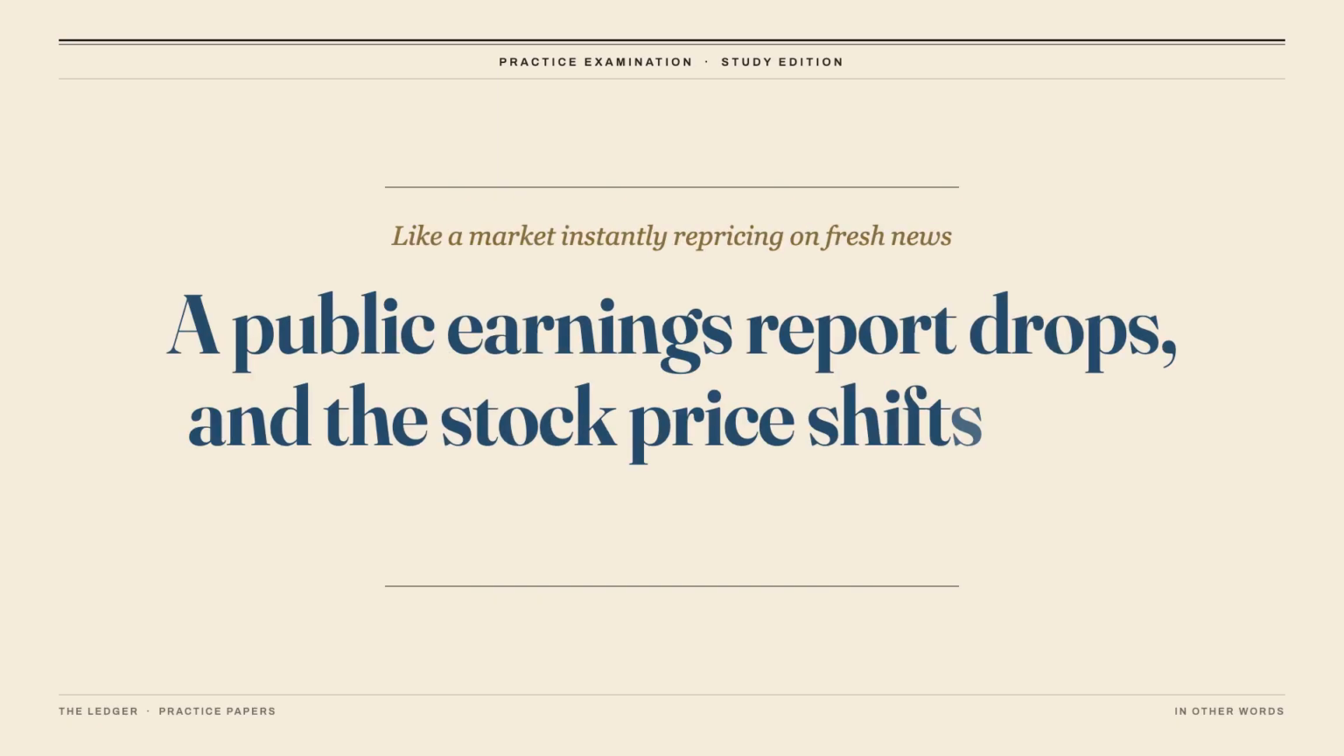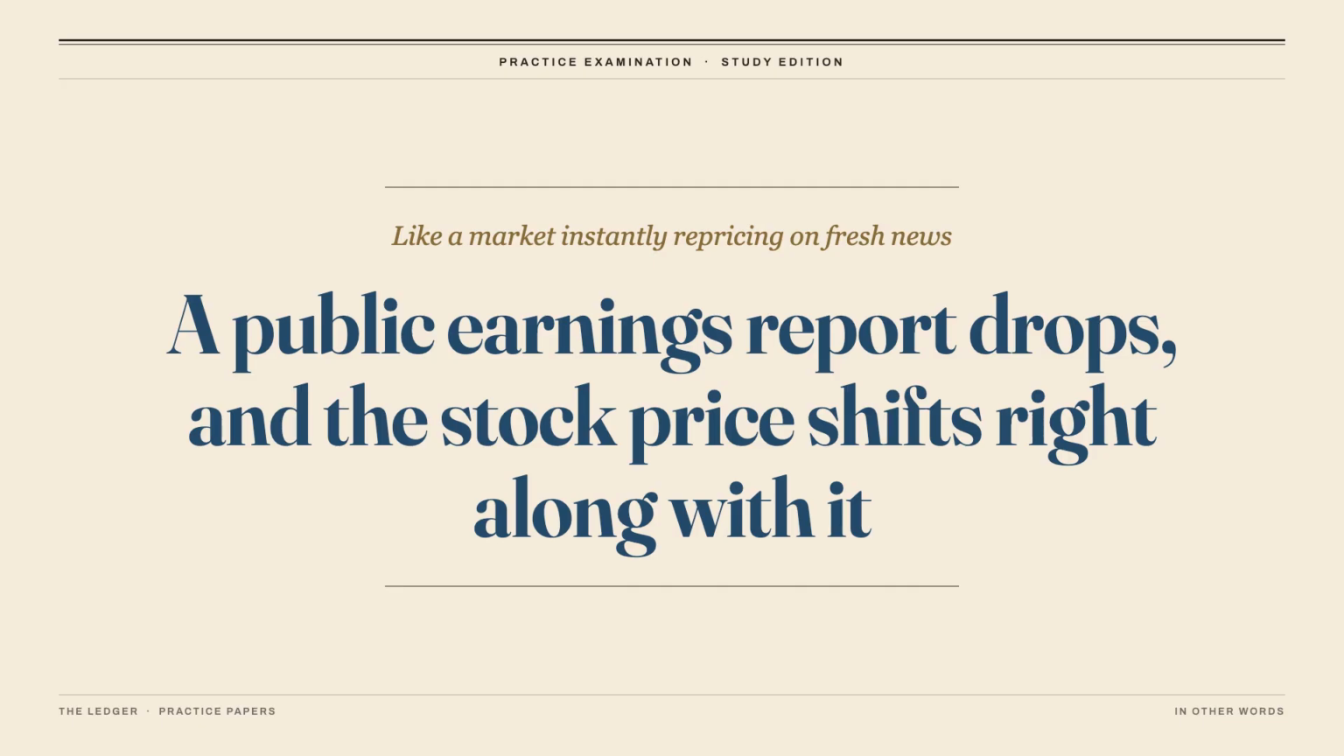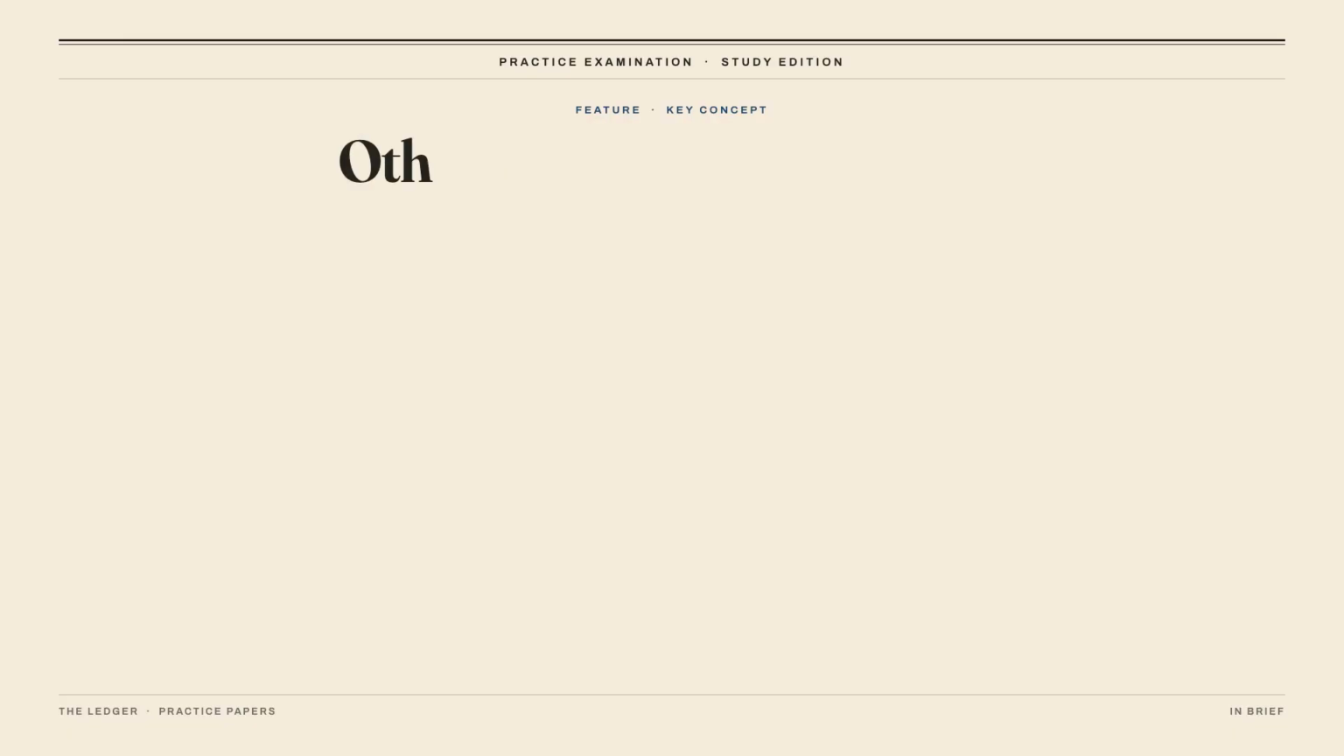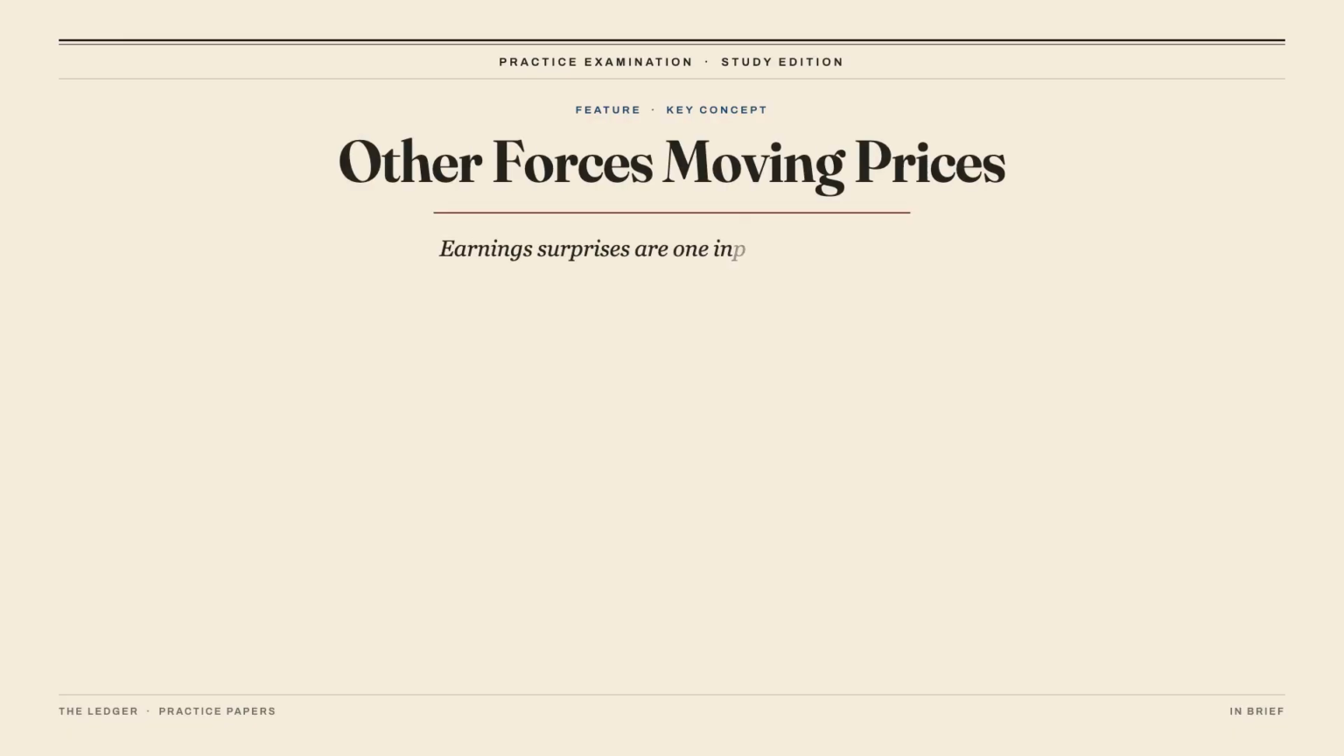This fits semi-strong market efficiency. Financial statements are public information, so a market that absorbs public news quickly should reprice a stock the moment genuinely new earnings information arrives. A positive surprise lifts the price, a negative surprise drags it down. Earnings surprises are a real, significant driver of returns, but not the only one.